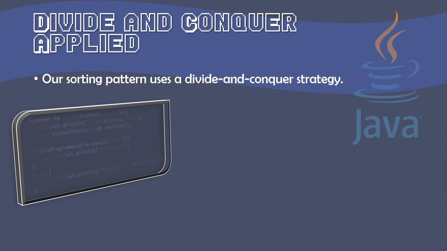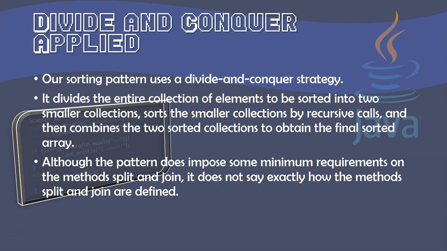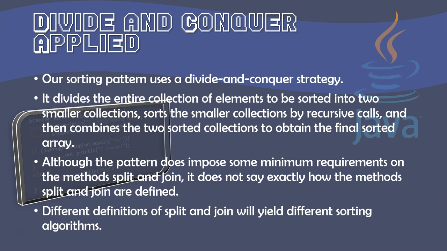So the sorting pattern that we just looked at uses the divide and conquer strategy. It takes the entire collection of elements to be sorted into two small collections, sorts the small collections by recursive calls, and then combines those two sorted collections back to obtain a final sorted array. Now, although the pattern does impose some minimum requirements on the methods such as split and join, it doesn't exactly say how the methods split and join are defined, and that's important to keep in note here, because the different definitions of split and join will yield different sorting algorithms.